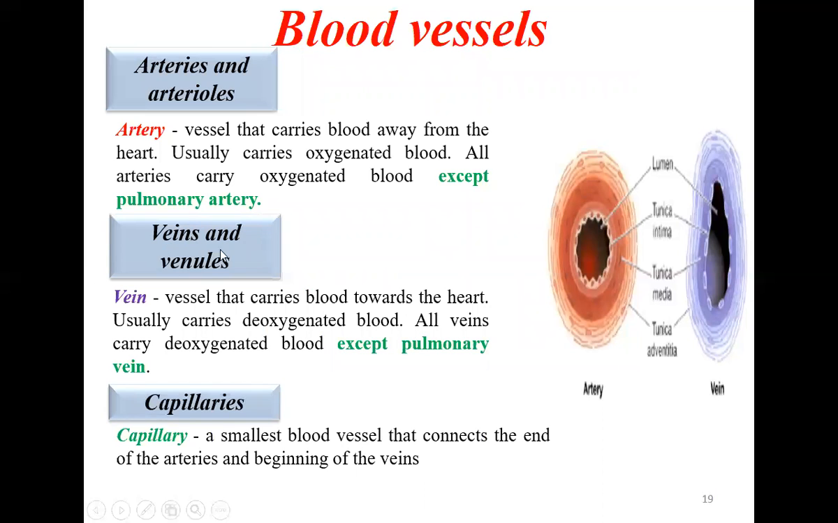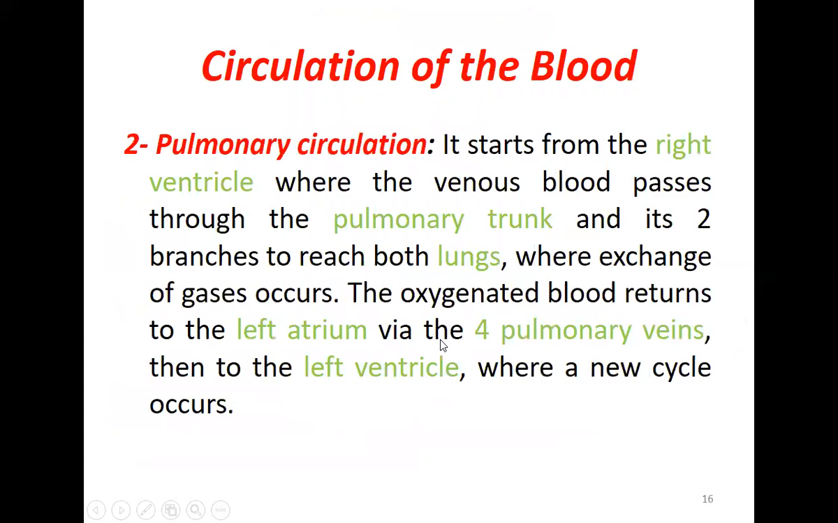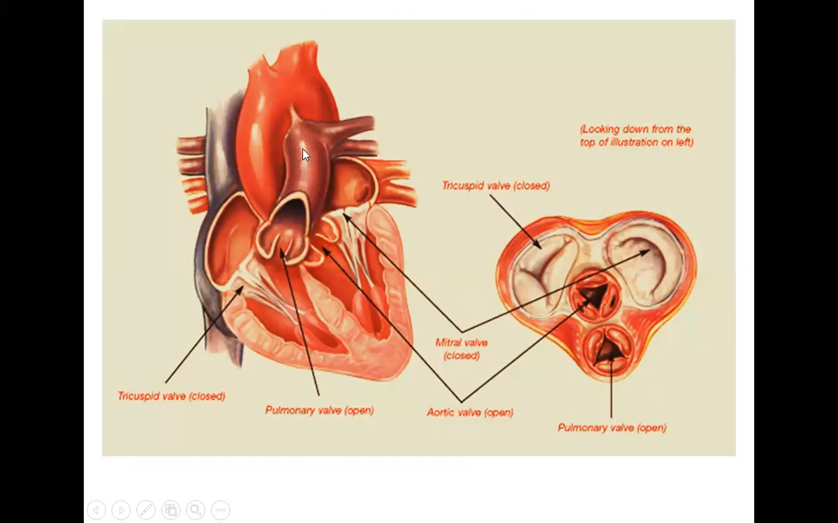Veins are the large veins and venules are the small veins. Veins are vessels that carry blood towards the heart. Usually, all the veins carry the blood towards the heart, and usually carry deoxygenated, impure blood. All veins carry the deoxygenated blood except the pulmonary veins, as we saw before. So the superior vena cava and the inferior vena cava all will be carrying the impure blood.